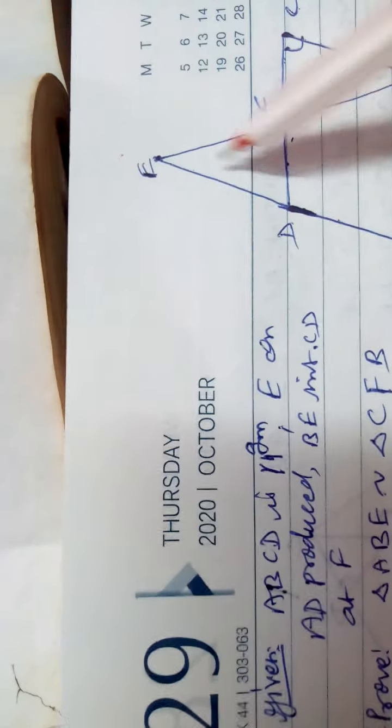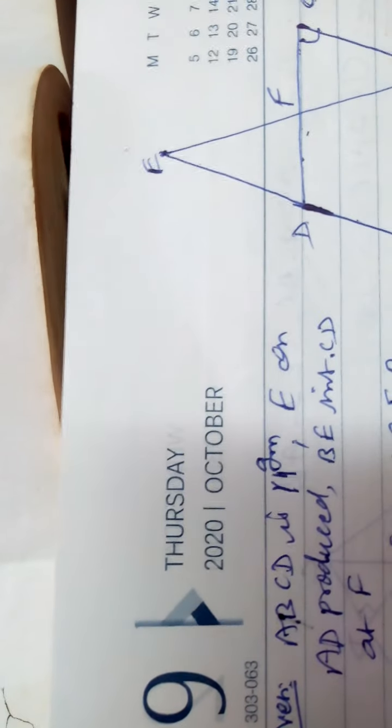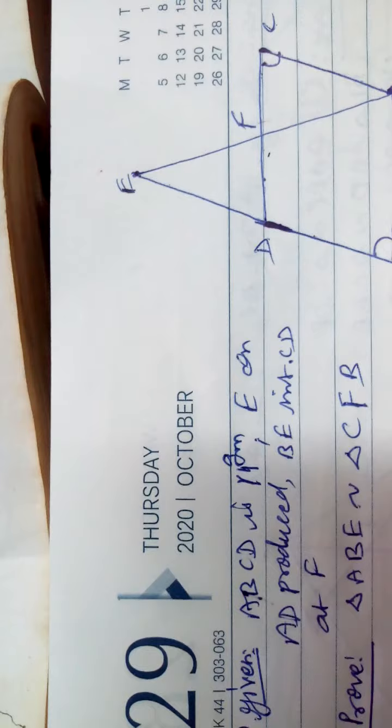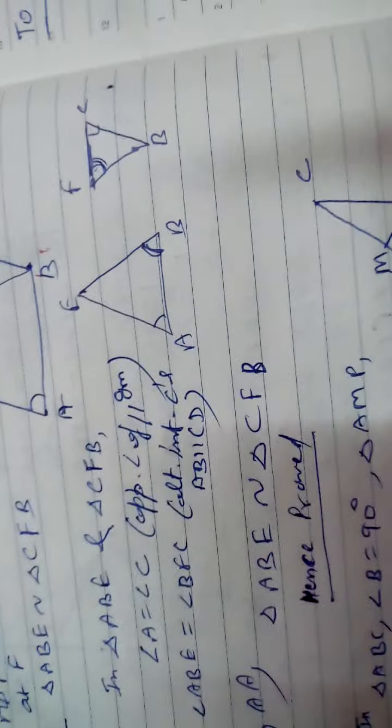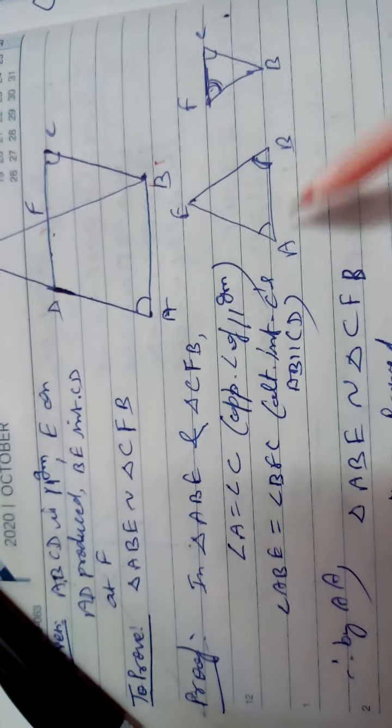You are getting a triangle which name is ABE, big triangle, and this name is CFB. You want to prove this. So ABE and CFB are very common. I have drawn the figure separately, ABE and CFB.